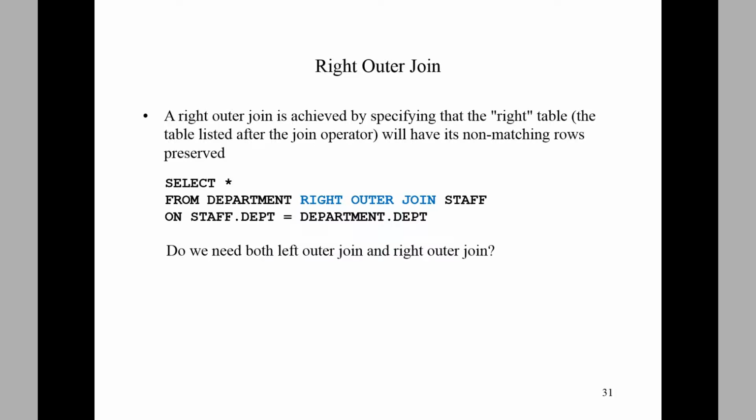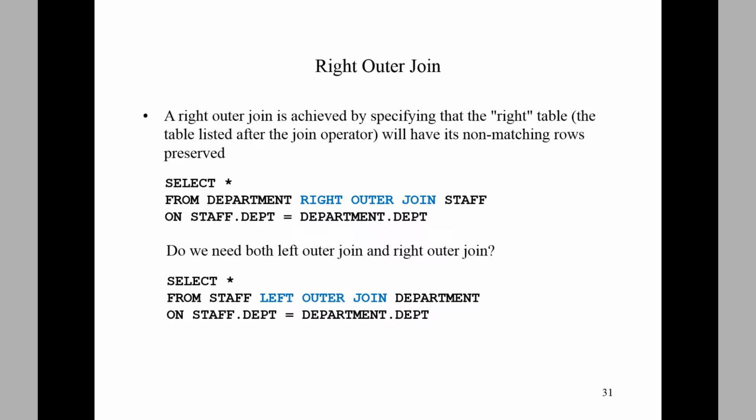So do we need both the left outer join and the right outer join? We saw that the left outer join specifies the first table, the table that appears to the left of the join operator. If we switch the order of the tables, then we can accomplish what we just showed as a right outer join by using a left outer join. Simply reposition staff so it appears to the left of the outer join operator and specify left outer join. So in that sense, we don't need both.